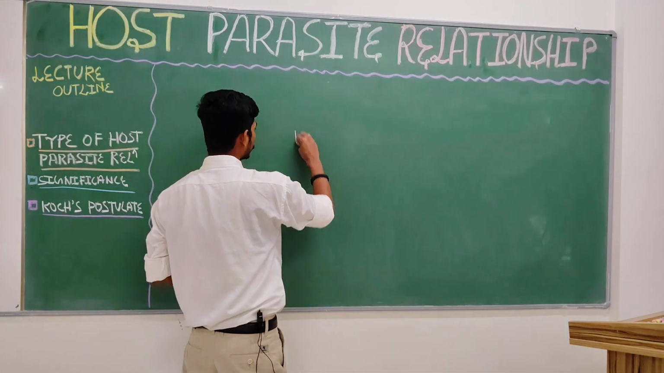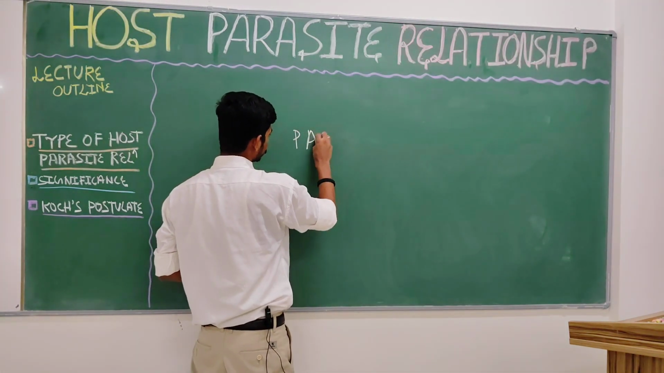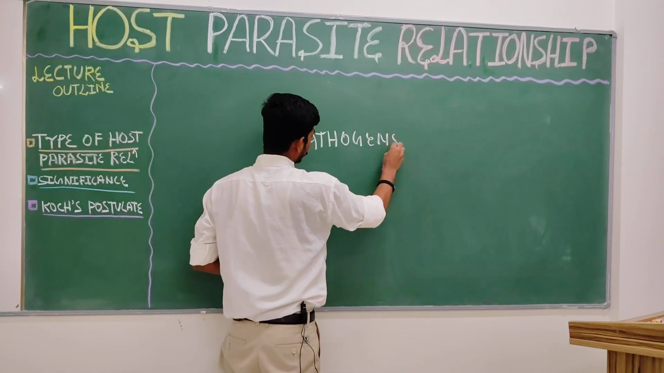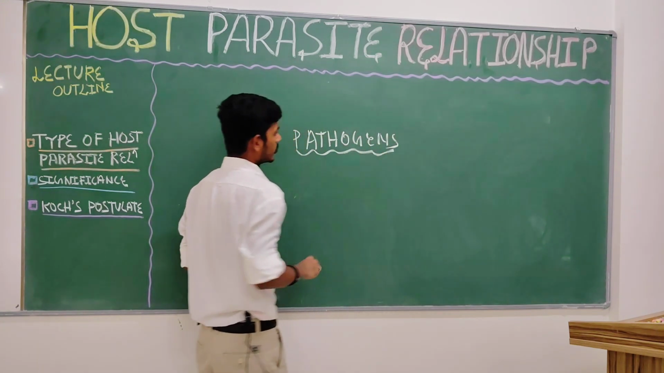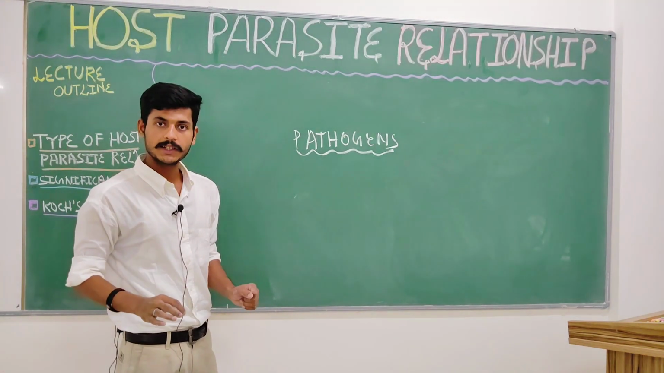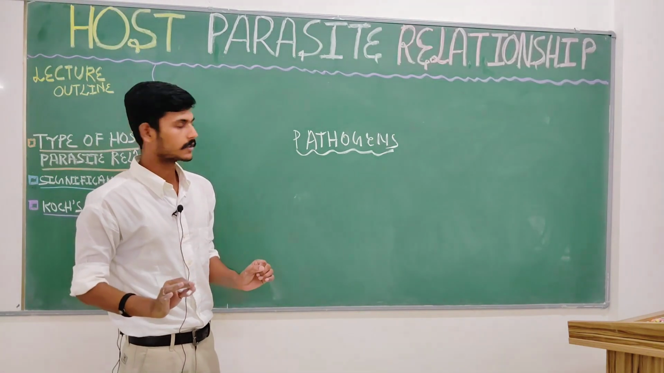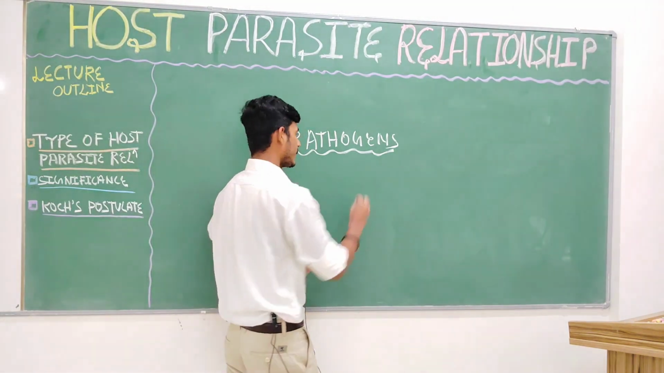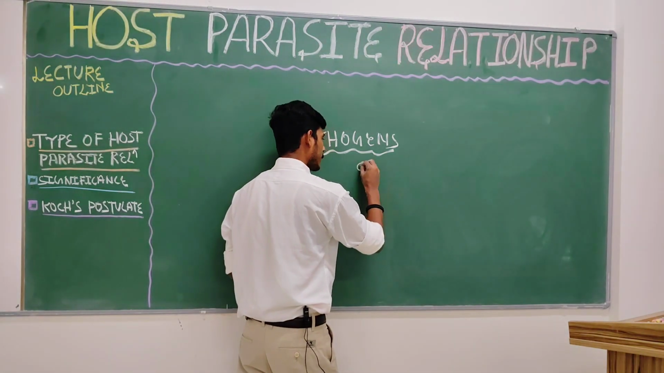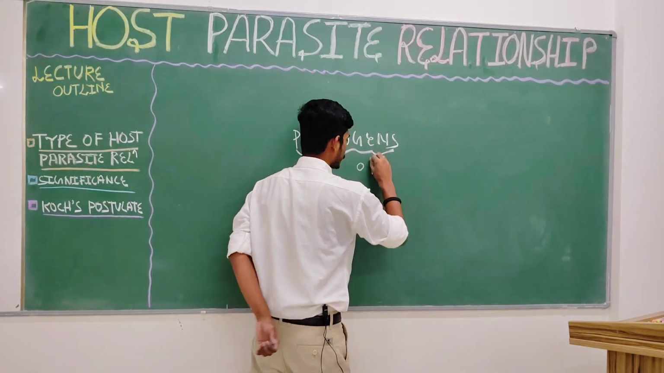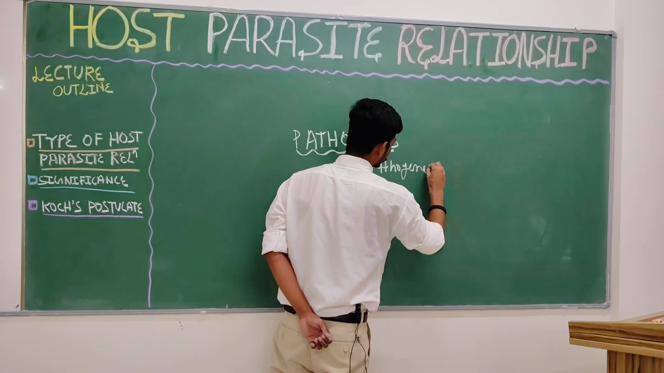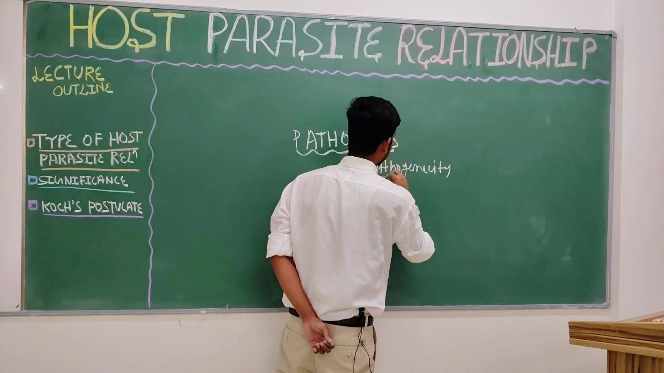Write it down. Pathogens: the organisms which have the capability to cause a disease. And this causing ability is referred to by one term, called pathogenicity.